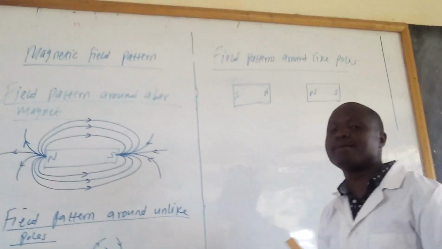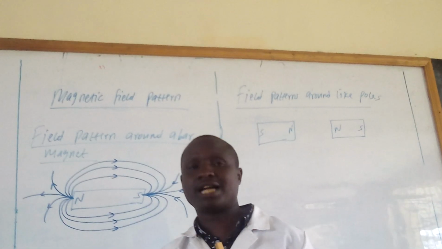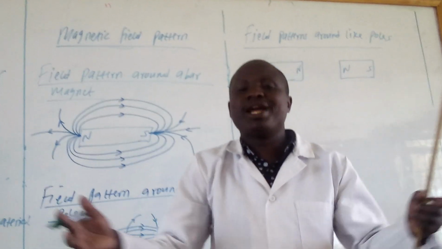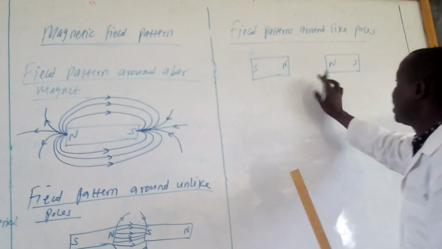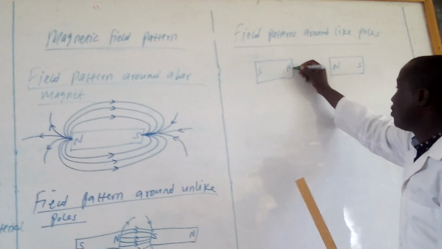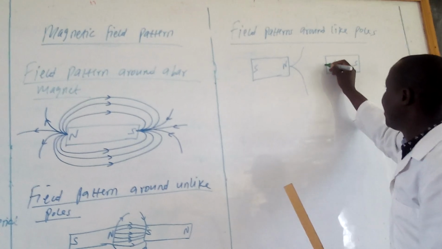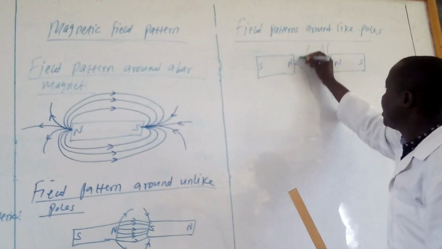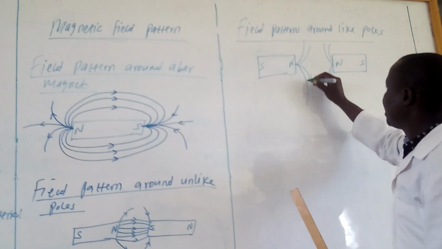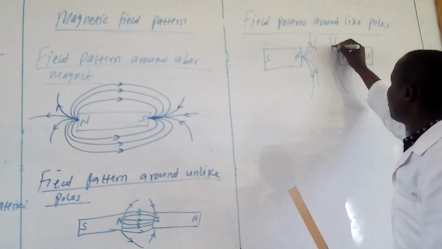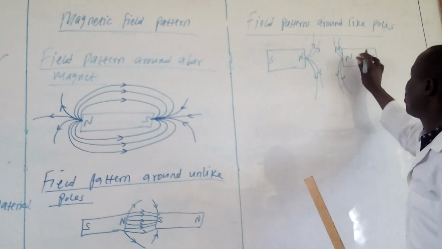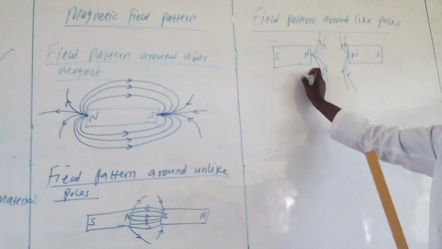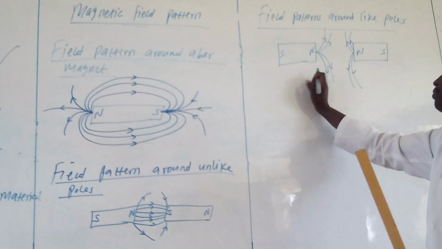What did we say in the basic law of magnetism? We say that like poles will repel, but unlike poles will attract. Because these are like poles, there will be a repulsion. So it will be repelling each other like this. You will find the magnetic field lines repelling each other. And because this is a north, the magnetic field lines originate from the north. That's why the arrows are coming from the north pole.